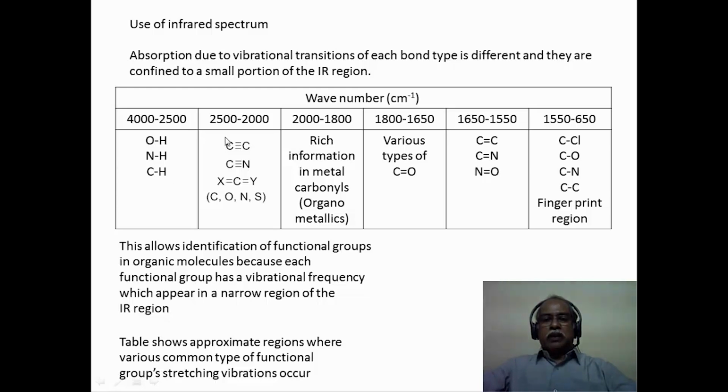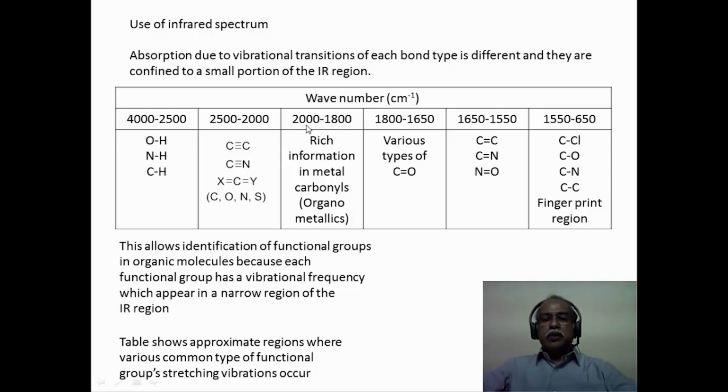From 2500 to 2000, triple bonded systems and cumulene systems of this kind can be detected. In other words, C triple bond C stretching, C triple bond N stretching, or in case of the cumulene kind of a double bond, one can have allene, isocyanate and thiocyanate kind of systems in terms of the functional group detections that one can make in this region.